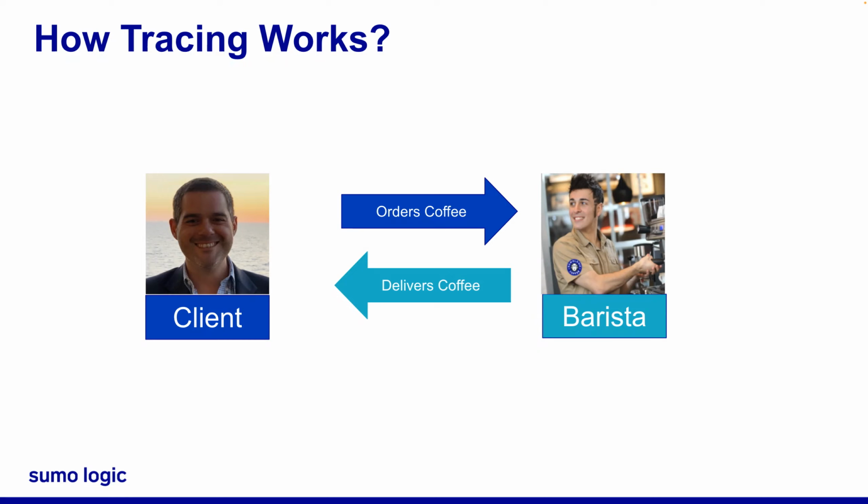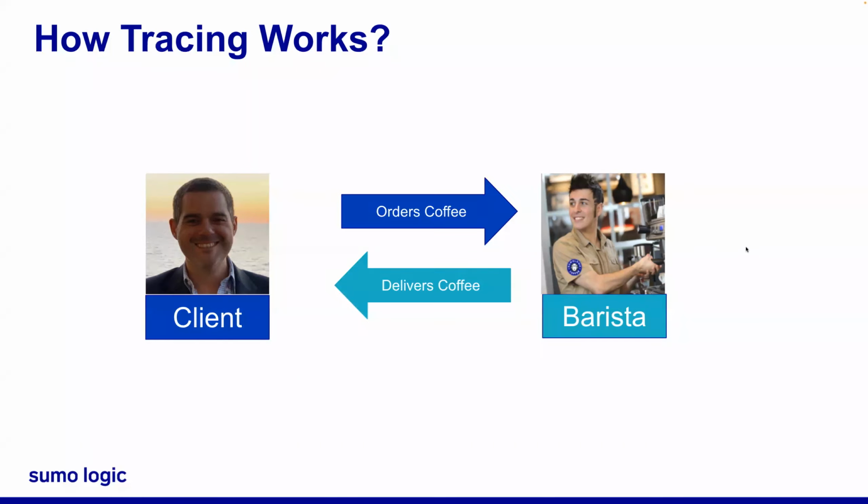Now, what's missing here is a third entity. We have the client, and he knows what occurred from his point of view. We have the barista, and he knows what occurred from his point of view. But that third entity, we need to link the client and the barista and track the transaction span by span and gain insights about the transaction.